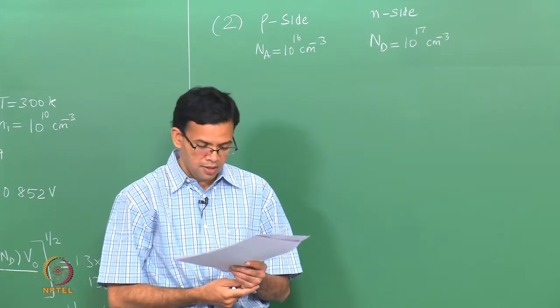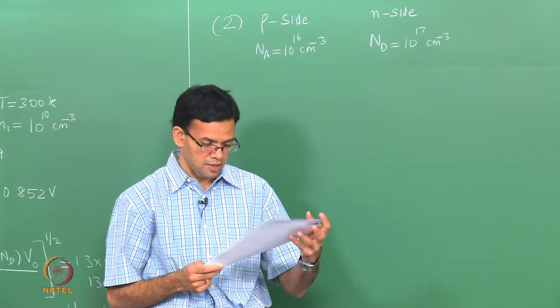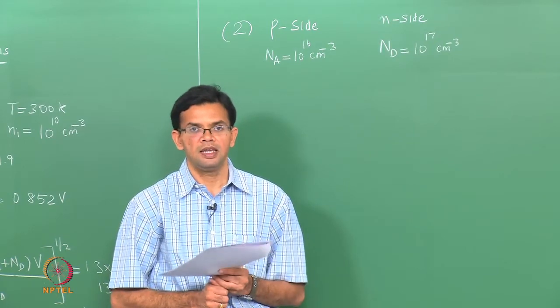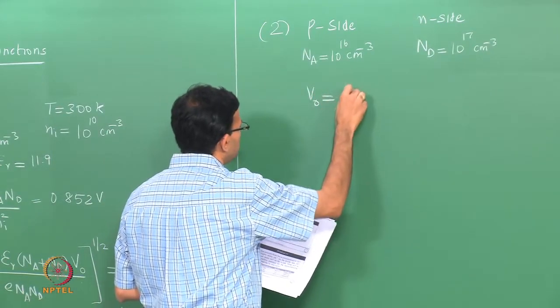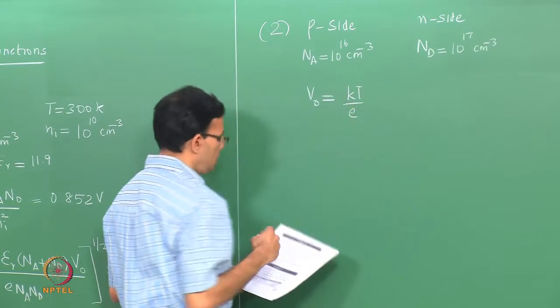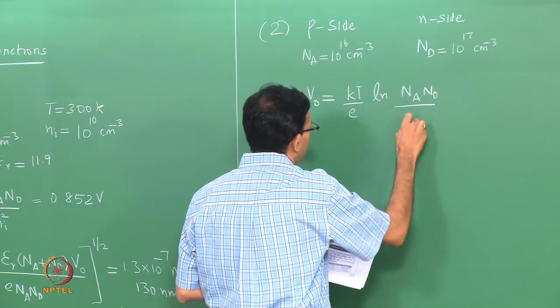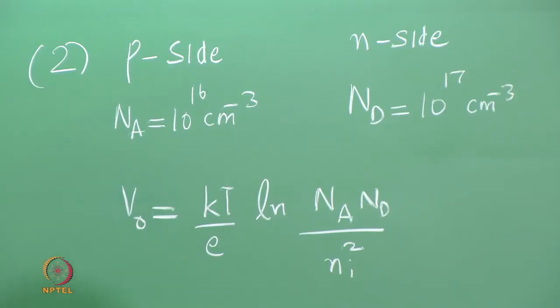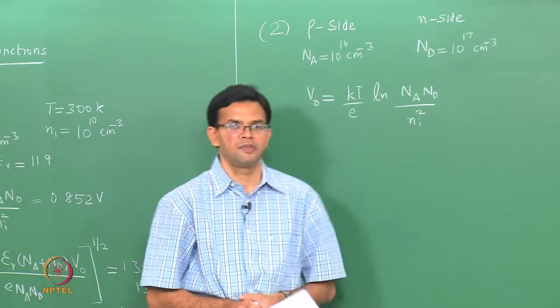So, we need to know the built in potential if the material of the semiconductor is different. In this particular case, we want the built in potential for the semiconductor materials germanium, silicon and gallium arsenide. If you go back to the formula for the built in potential, kT over e ln of Na Nd over Ni square. If you change the material, and keep the dopant concentrations the same and the temperature is also the same, typically room temperature, the only thing we are changing is Ni.